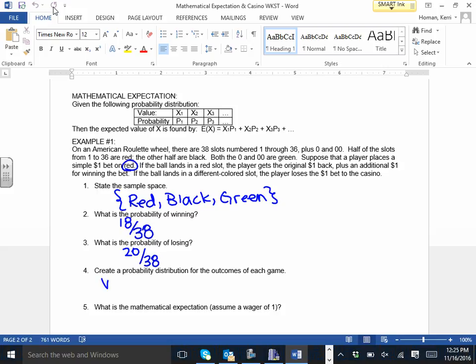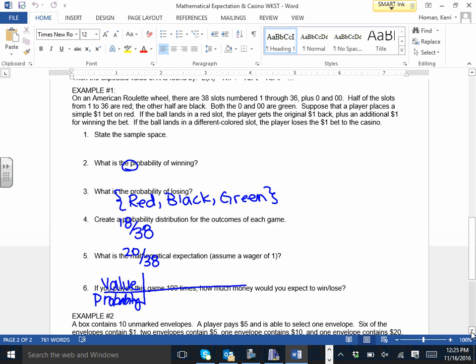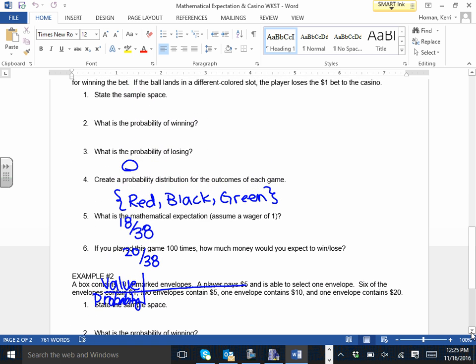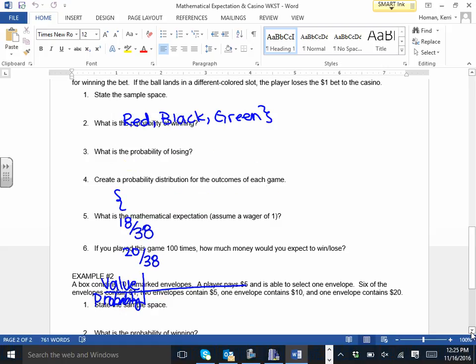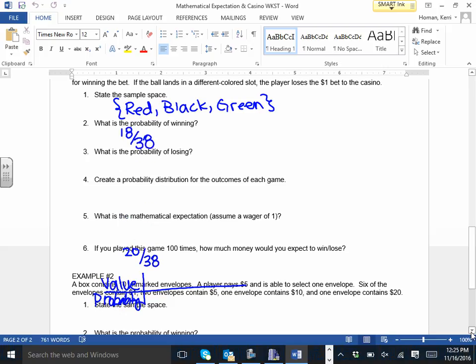Okay, so we have value and probability. Still mining. I thought it stayed all together.